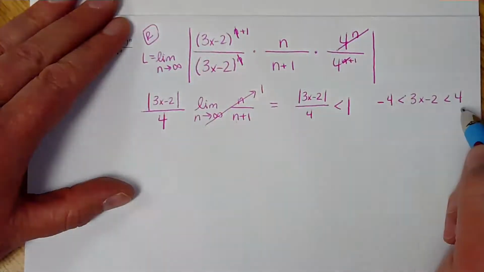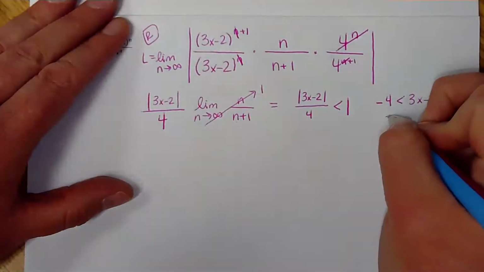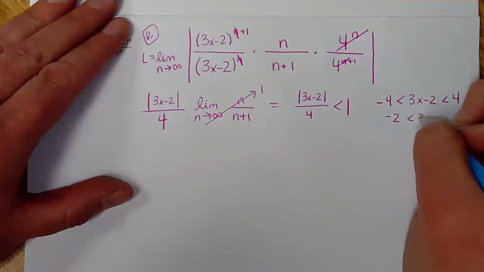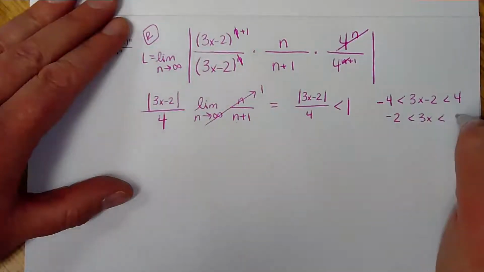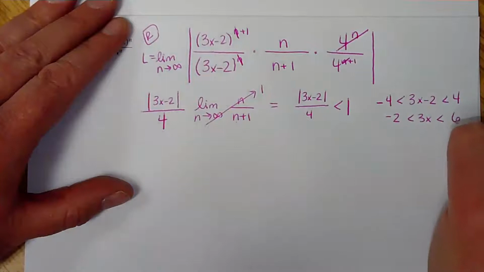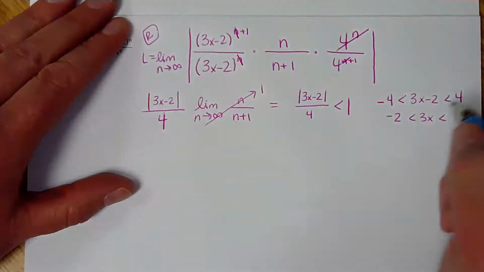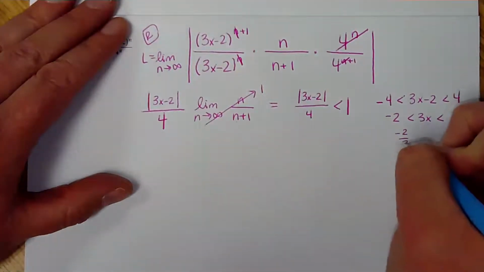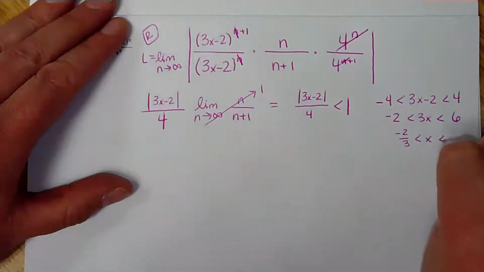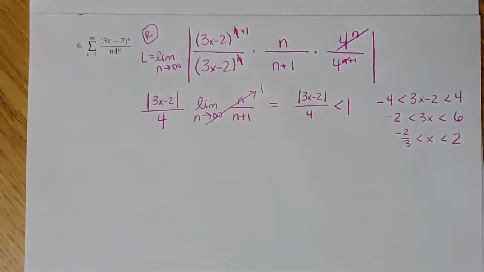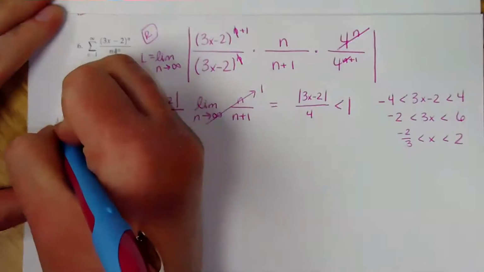And I'll add 2 to all three sides here. So I have negative 2 less than 3x less than 6. Then I'll divide by 3. So I get negative 2/3 less than x less than 2. Okay. So here we can actually find this total distance here. So this total distance will be 2 2/3. And if I cut that in half, that's going to make my radius equal to 4/3.